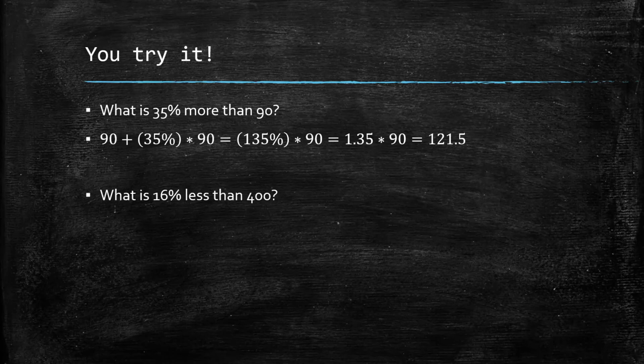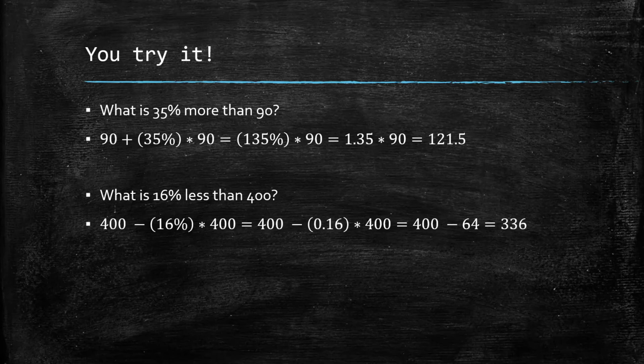Okay, next one. What is 16% less than 400? Okay, we're going to do it the other way this time. So we've got 400 minus 16% of 400, which is the same thing as saying 400 minus 0.16 times 400, which we know is 64. So our final answer is 400 minus 64, which is 336.